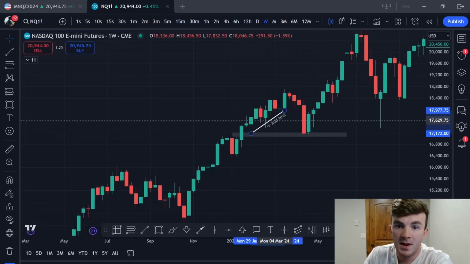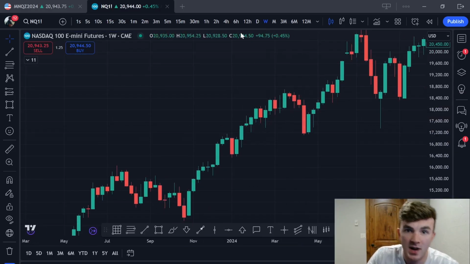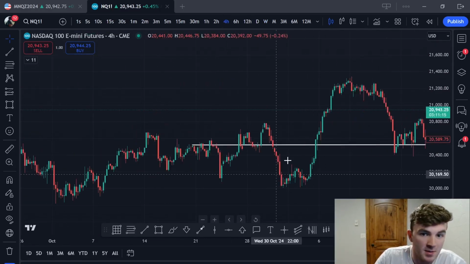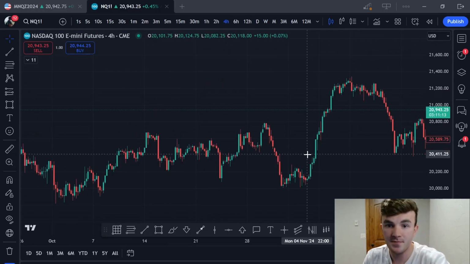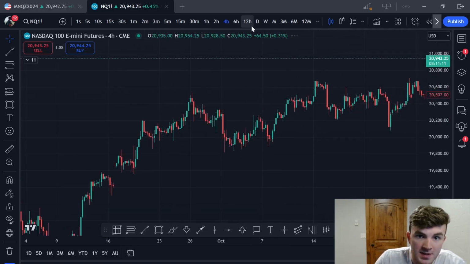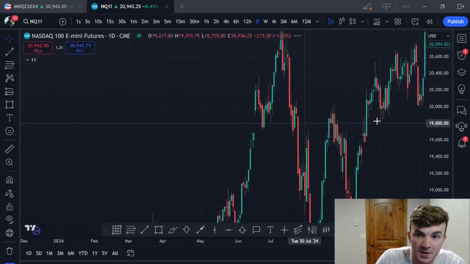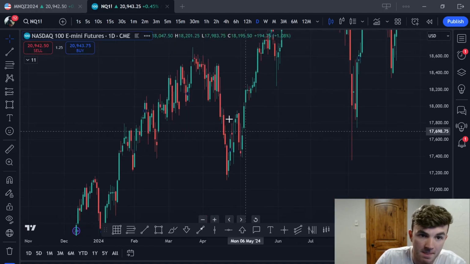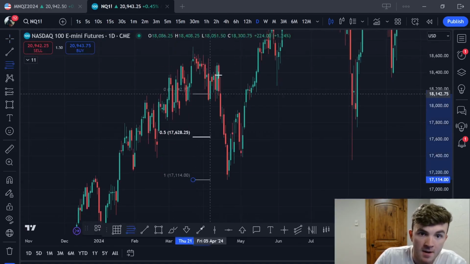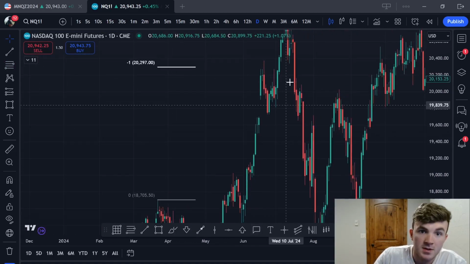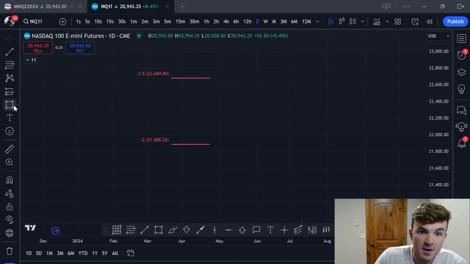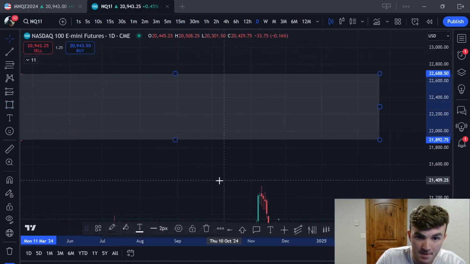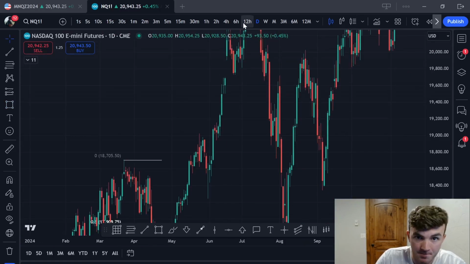So what I like to do is measure out different manipulation moves. I just take the most obvious ones. And the ones that are the most obvious to me on the higher time frame are this one, right? So you have your 2 to 2.5 up here. You have this one.